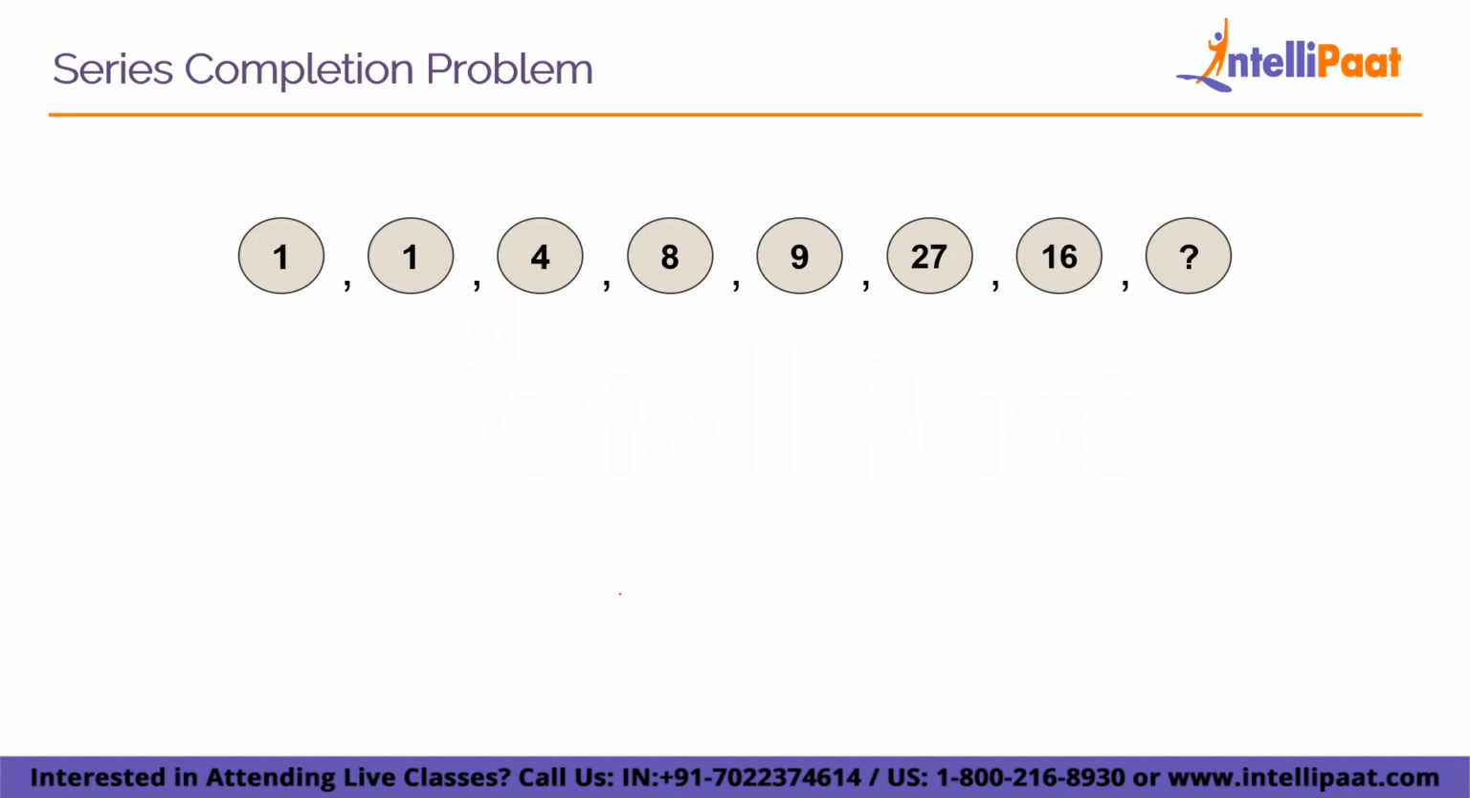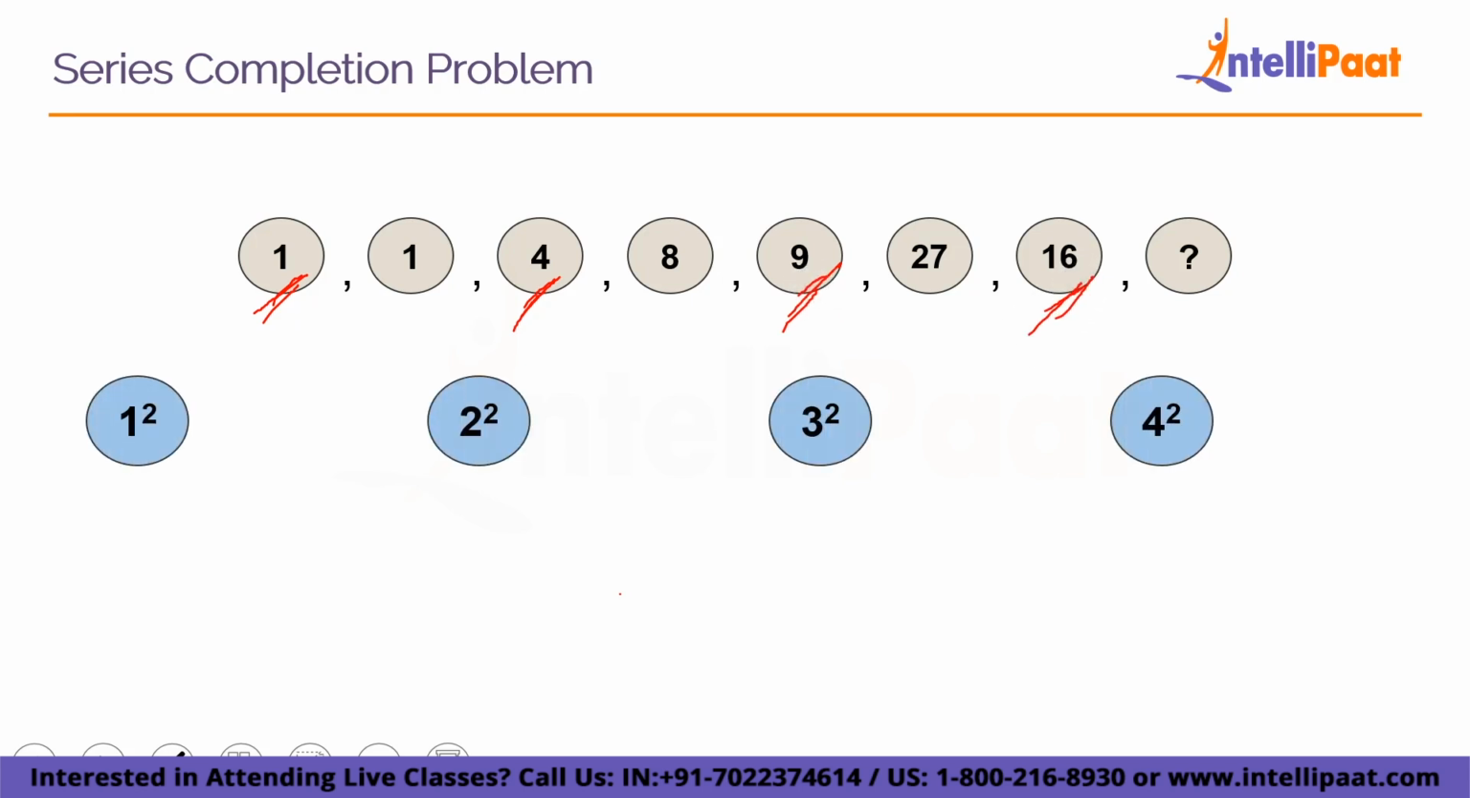So in this series, as you can see, every alternate number from the start is a square that is going in a continuous form. This is the square of 1, this is the square of 2, this is the square of 3 and this is the square of 4, right? So you get one pattern, but it is not the complete pattern.